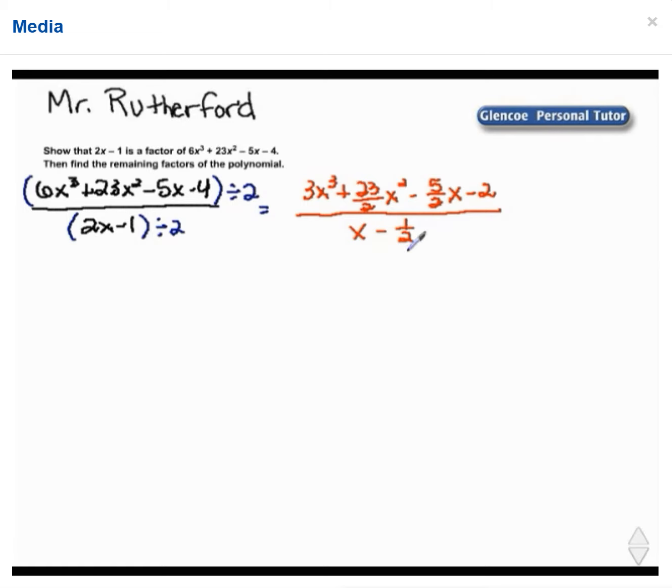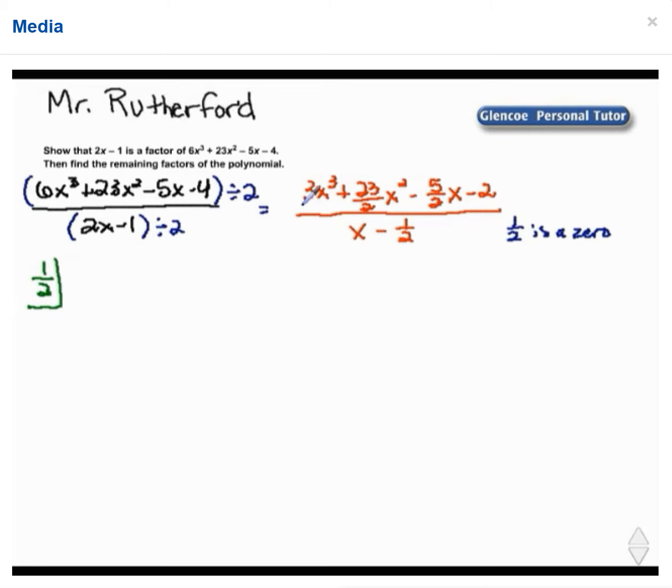Because we have x minus 1 half, what we can say is that 1 half is a 0, because 1 half minus 1 half is 0. So we're going to use this 1 half in synthetic division to find out whether or not 2x minus 1 is in fact a factor. So we'll set it up here with our 1 half.